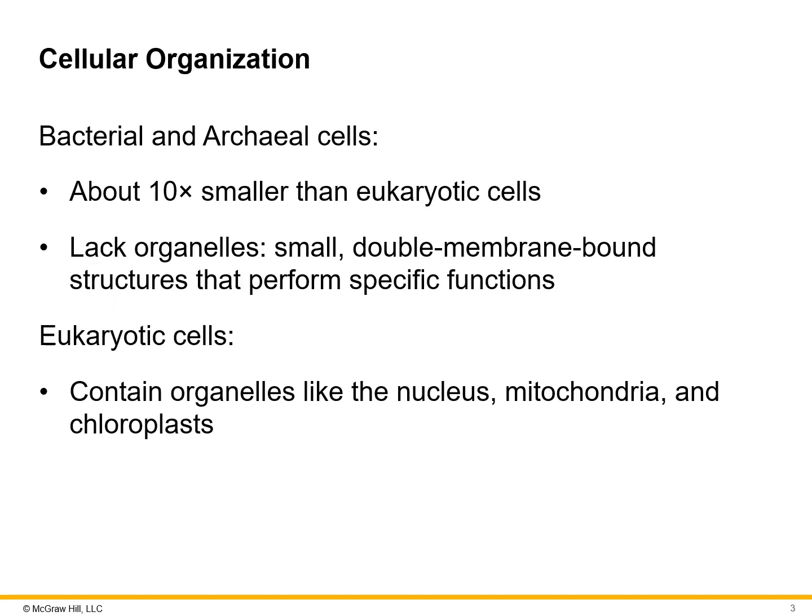Now just a little bit about our cells. Again, bacteria and archaea, the prokaryotic cells, they are much smaller than the eukaryotic cells, but the main difference is that they lack organelles. So they don't have a nucleus. They don't have any mitochondria, they don't have chloroplasts, they don't have things like that.